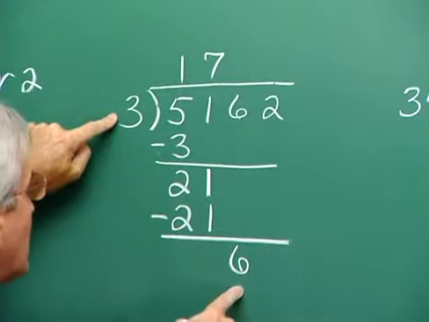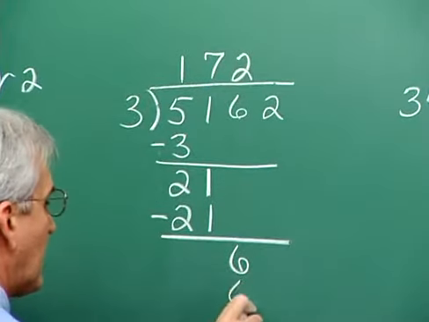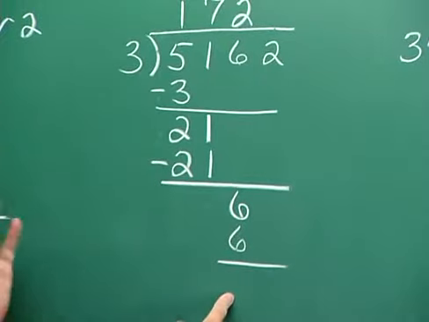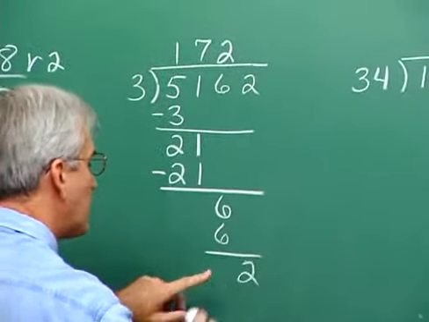So we have 3 into 6 goes 2. 2 times 3 is 6. And again, gee, that went evenly. So 6 minus 6 is 0. Again, we don't have to write the 0. We just bring down the next digit. It happens to be a 2.